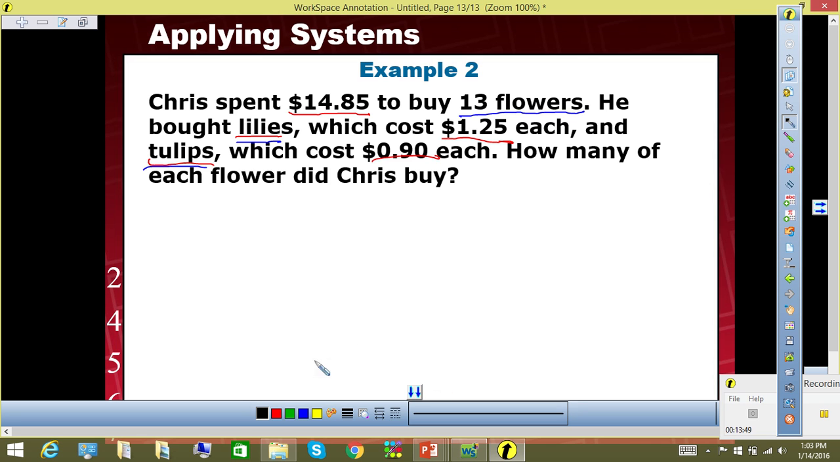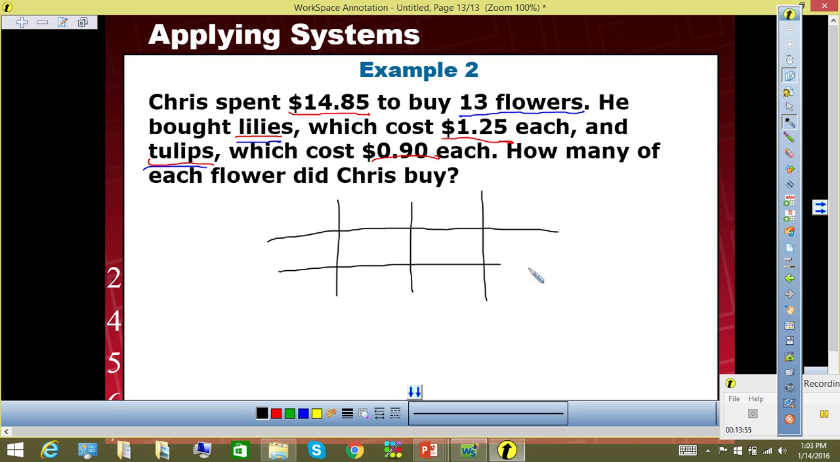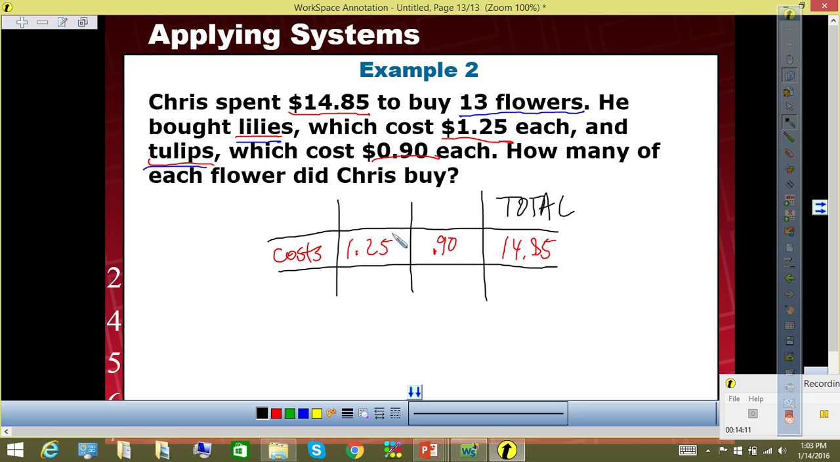Okay, here it goes. I said for systems of equations, I said 3 lines down, 2 across. The first piece of information that I underlined was the costs. The total is $14.85. Then I have $1.25 and $0.90. So far, so good? And you wrote here total. The $1.25 corresponds to lilies. The $0.90 to tulips.